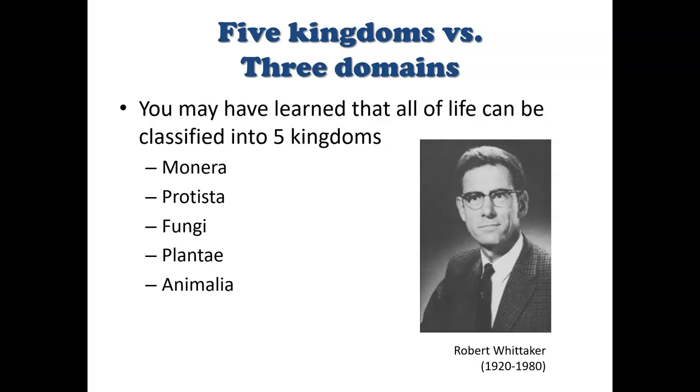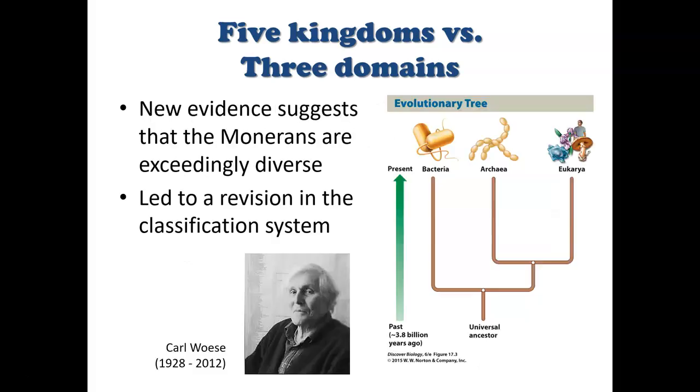When you were in high school, you may have learned that biodiversity can be divided up into 5 kingdoms, right? The monerans, these are the unicellular organisms. The protists, the fungi, the plants, and the animals. And this particular scheme was developed by a man named Robert Whittaker, who was a botanist. And like most macrobiologists, he wasn't particularly interested in microorganisms, and this is why he just lumped everything into a single kingdom called the Monera.